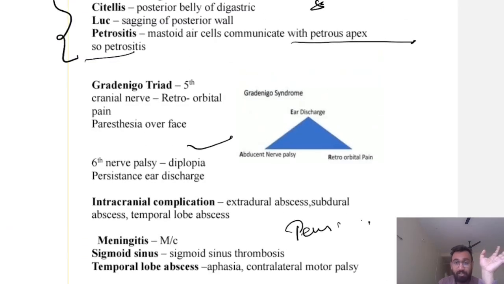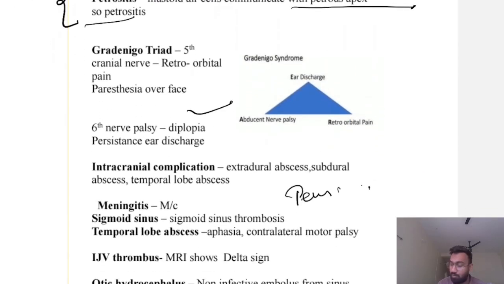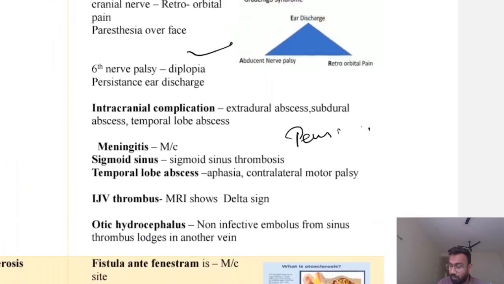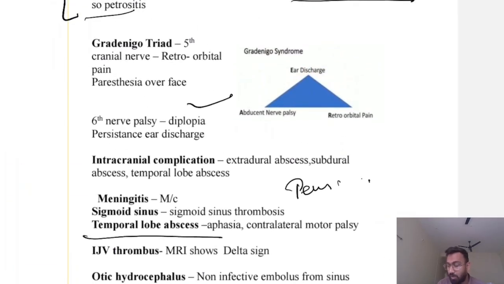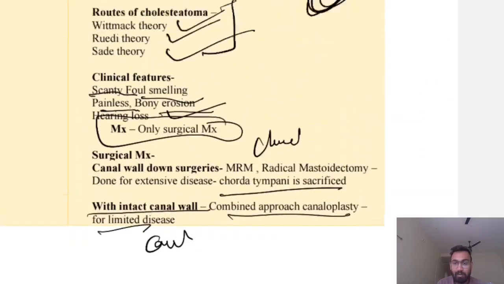So are you getting my point? Infection from the middle ear, chronic suppurative otitis media, can go superior, can go anterior, can go inferior, can go posterior. So it can go anywhere. That is why chronic suppurative otitis media is very dangerous. Okay. And it can cause a temporal lobe abscess, jugular bulb thrombosis, otitic hydrocephalus. What is otitic hydrocephalus? It is a non-infective embolus from the sinus thrombus lodged in another vein. Okay. So this is otitis media.